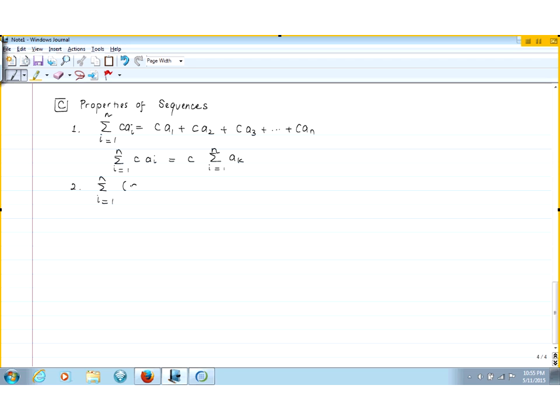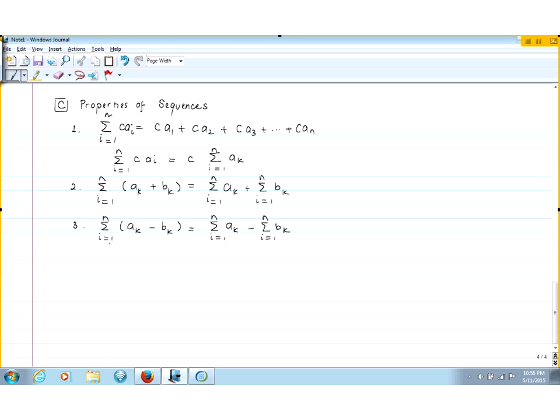Now, if I'm adding AK, this is a sequence, plus BK, this will just distribute. So this is equal to sigma I goes from 1 through N of AK plus sigma I goes from 1 through N of BK. And it's also true for subtraction: AK minus BK is sigma of AK minus sigma of BK. So plus or minus.